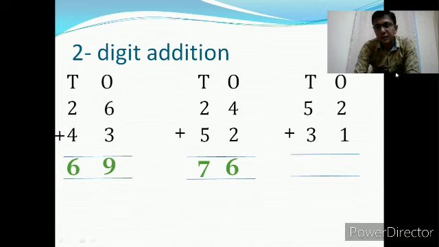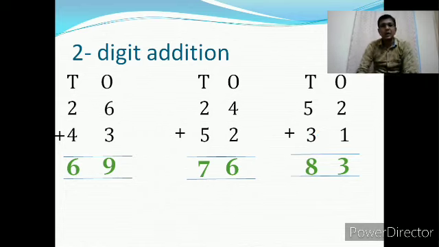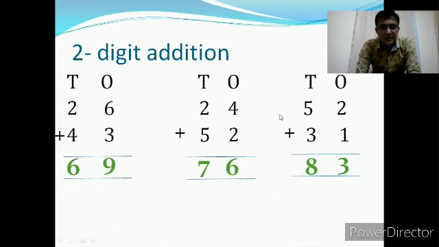Next example. 52 plus 31. Here also we should start from the ones place. So 2 plus 1, 3. Simple addition. Next, 5 plus 3. Yes, 8. So this is 2-digit addition. In all these examples, we don't have any carry. Have you observed that? On adding the ones place, we got a single digit as the answer. Here also we got a single digit as the answer, and here also we got a single digit as the answer.